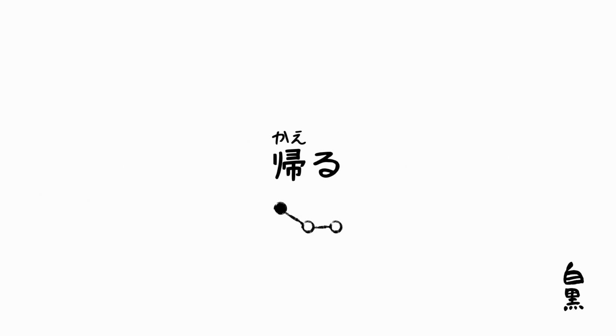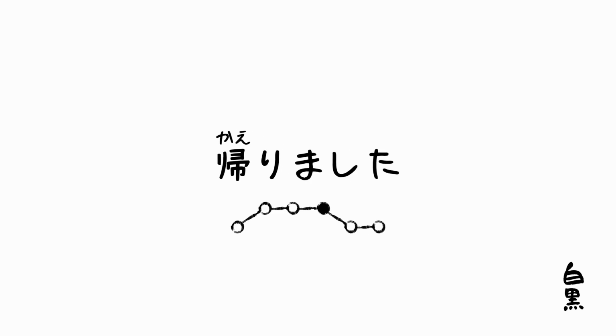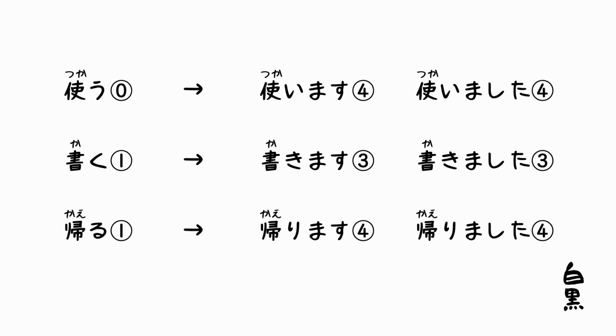For example, 書く becomes 書きます or 書きました. And 帰る becomes 帰ります or 帰りました. In other words, the Masu form sort of cancels or hides the original pitch accent of a verb, which does have a huge impact on the pitch accent of other forms of that verb.